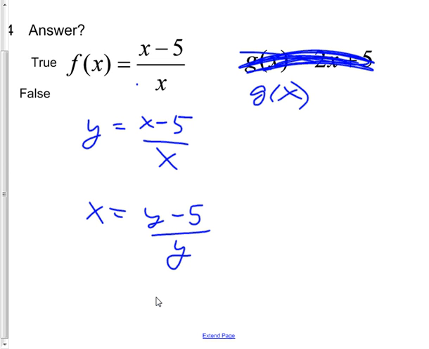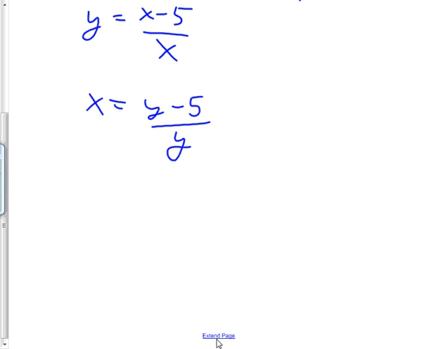The test is called the algebraic manipulation. Okay, so to make this an inverse, you should have the algebra skills for this. You want to clear the fraction first. That's your first step. Get rid of this. So you multiply by y on both sides. So you got xy equals y minus 5.